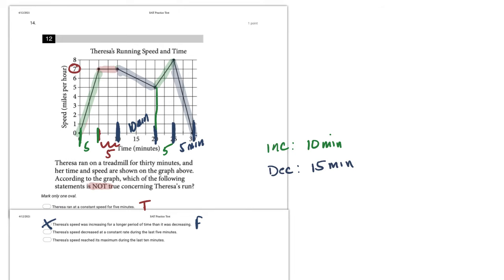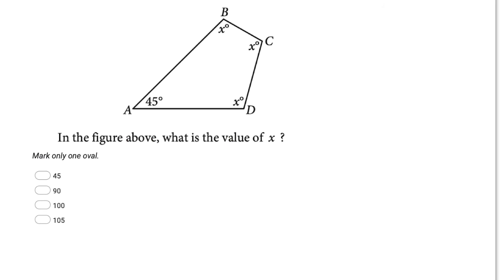Let's see if the others are true. Teresa's speed decreased at a constant rate during the last 5 minutes. Yep, it just kept going down, down, down at a constant rate. So that's true. Reached a maximum during the last 10 minutes. The last 10 minutes is down here, 20 to 30 minutes. That's her last 10 minutes, and she certainly did reach a maximum speed right there. She was all the way up to 8 miles per hour, so that one's true. So yeah, it's clearly only B, after we did our calculations, that is not true.